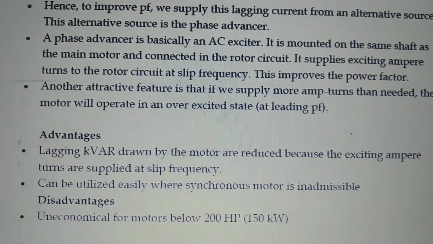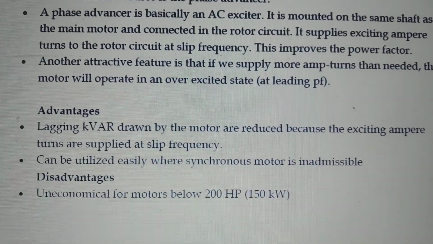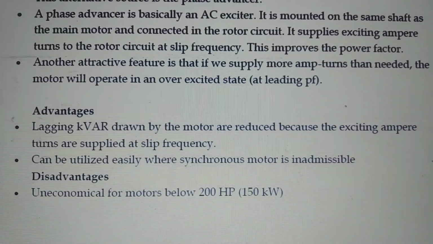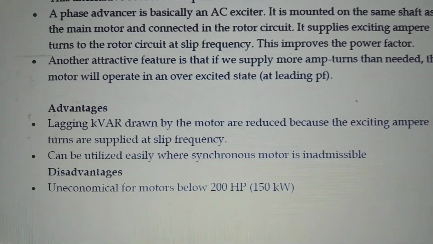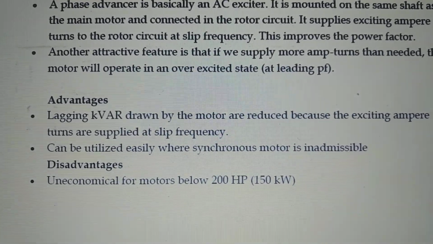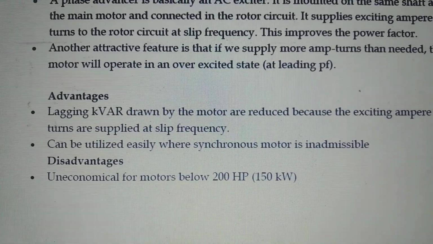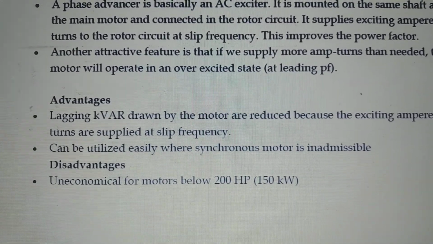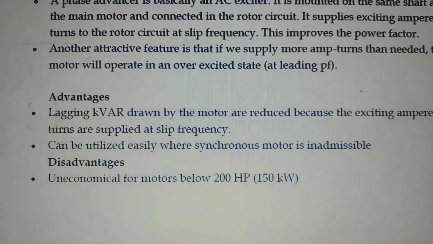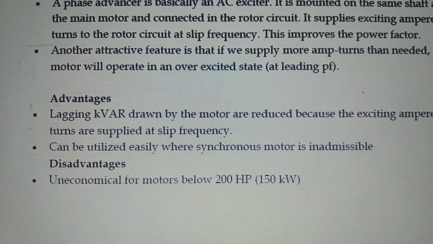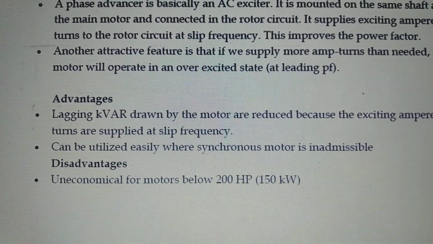When we see the advantages of this method, the lagging kVA drawn by the motors is reduced because the exciting ampere turns are supplied by this phase advancer at slip frequency. It can be utilized easily where a synchronous motor is somewhat difficult. The main disadvantage of this method is that it is uneconomical for motors below 200 HP, that is 150 kilowatts.